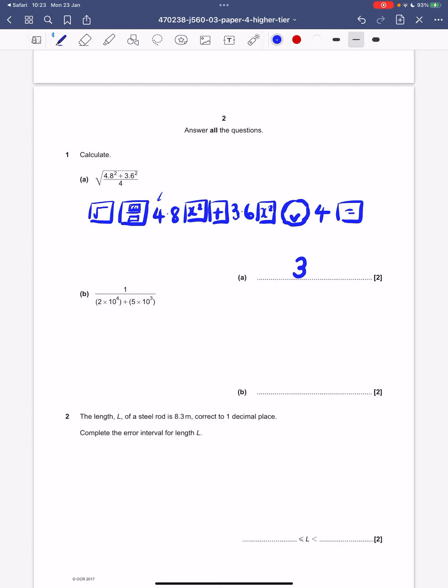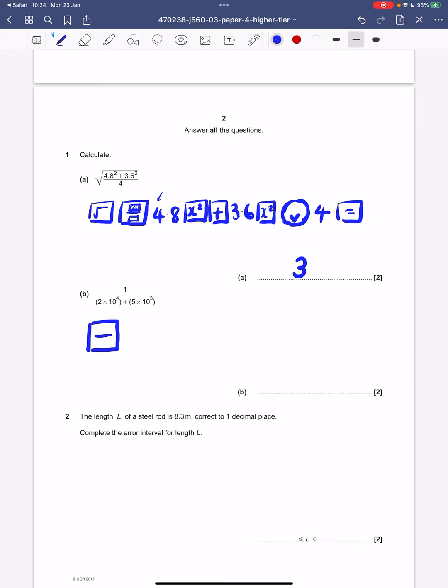Okay, so there are other ways of doing that as well. You could work out 4.8 squared plus 3.6 squared, work out that total first of all, and then do the square root of that total divided by 4. That would also work.